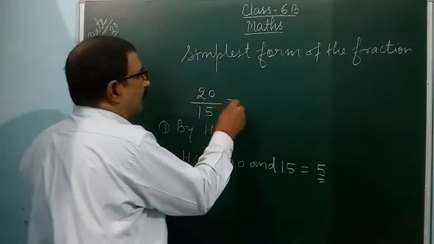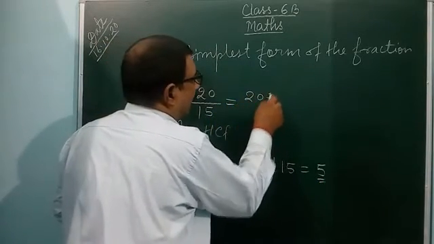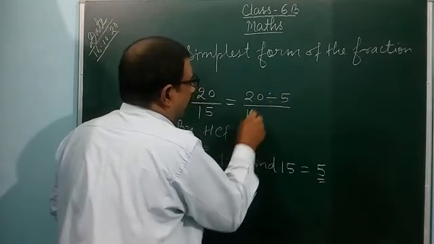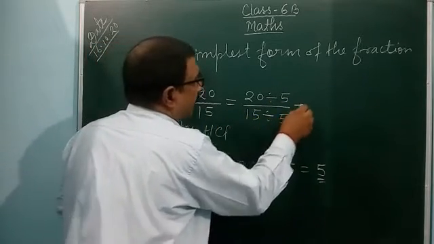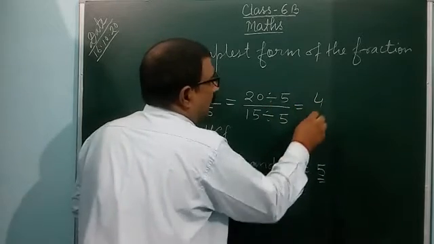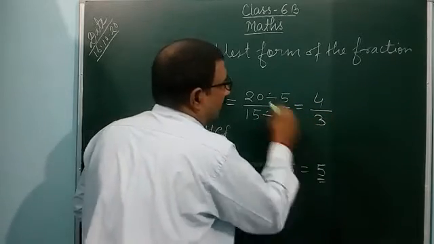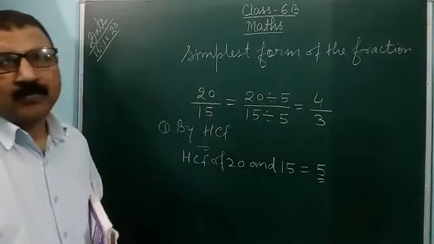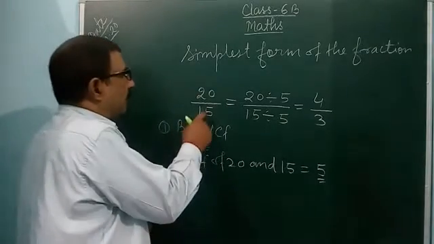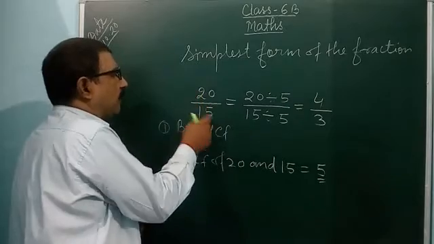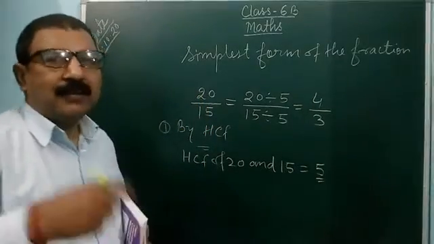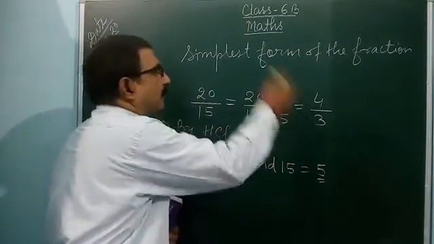So by 5 you can divide, 20 divided by 5, and 15 also divided by 5. After that, 5 fours are 20 and 5 threes are 15. 4 by 3. So 20 by 15 means 4 by 3. So now 20 by 15 has been changed to the simplest form as 4 by 3.